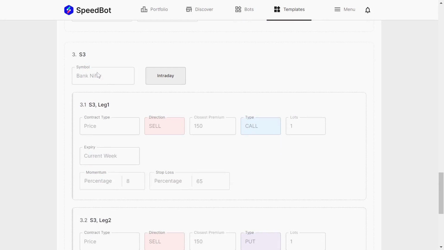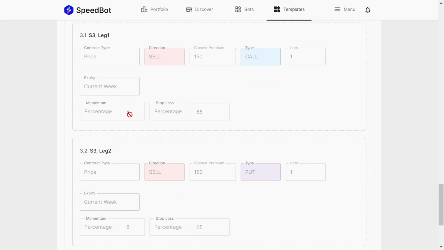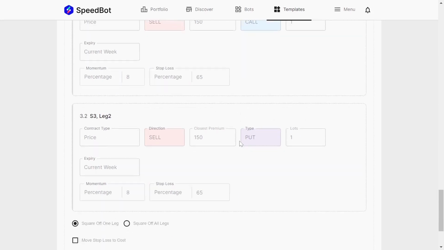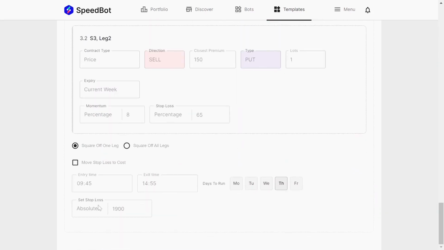After that, let us look at S3, that is another strangle with a tweaked momentum parameter along with the stop loss. And over here you can see the set stop loss for absolute, that is 1900 rupees.